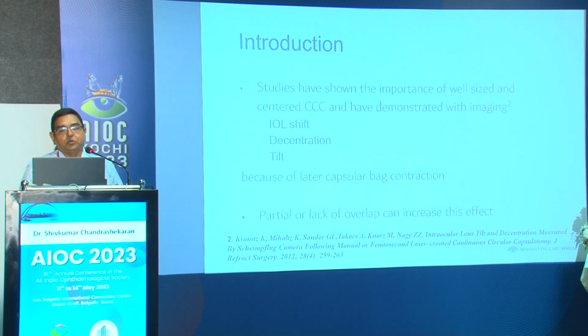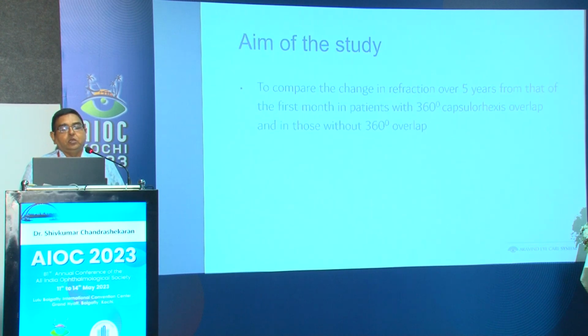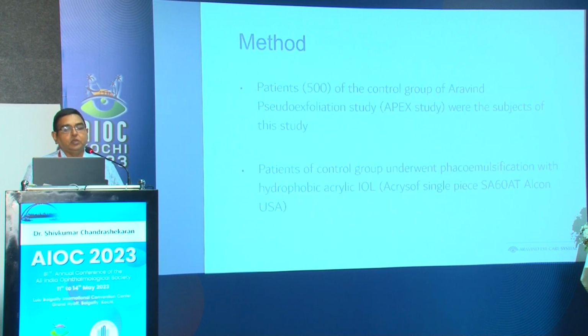The studies have shown the importance of this and have also demonstrated with imaging an IOL shift, decentration, and tilt, which happens because of lateral capsular bag contraction. And with a partial or a lack of overlap, this can increase the effect. So the aim of the study was to compare the change in refraction over 5 years from that of the first month in patients with a 360-degree overlap and those without a 360-degree overlap.